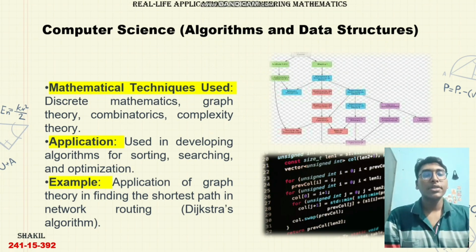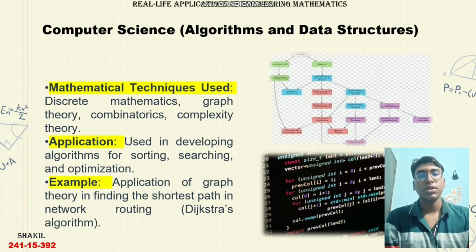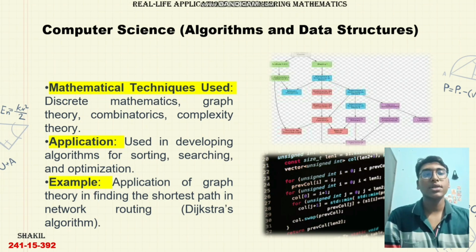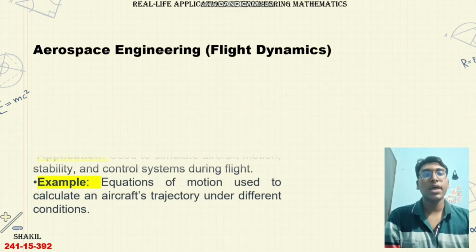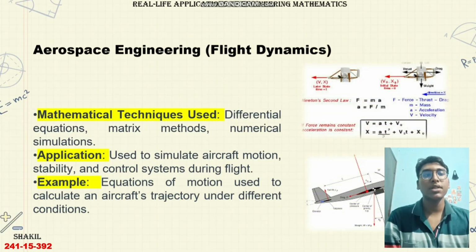In computer science, mathematical techniques like discrete mathematics, graph theory, combinatorics, and complexity theory are used. These techniques help us develop algorithms for tasks like sorting, searching, and optimization. Example: graph theory is used in Dijkstra's algorithm to find the shortest path in network routing.